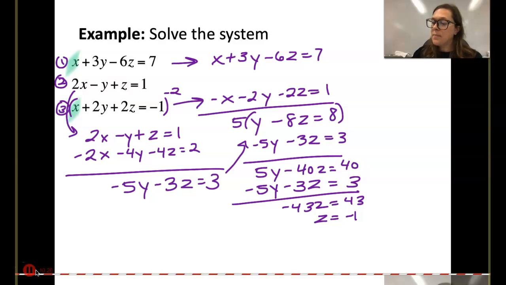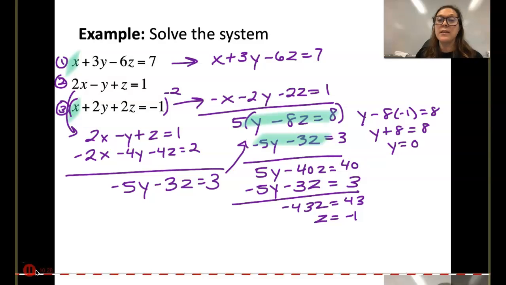Now I'm going to go back up to either this line or this line with my negative 1. I'm going to go to the first one. y minus 8 times negative 1 equals 8. y plus 8 equals 8. So y ends up being 0. Now I've got 2 out of the 3. So where do we go to get the third? Back to the originals. So just pick which one you like.